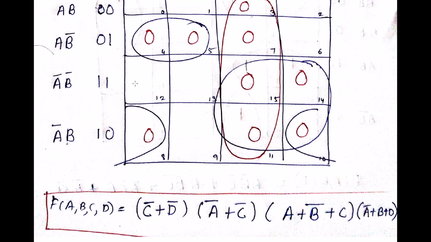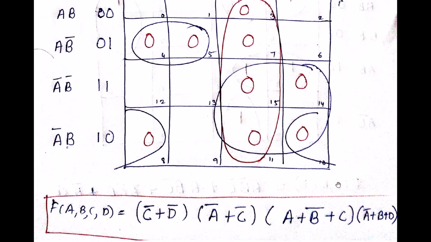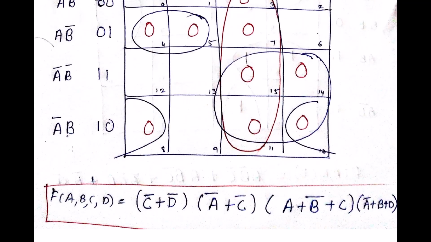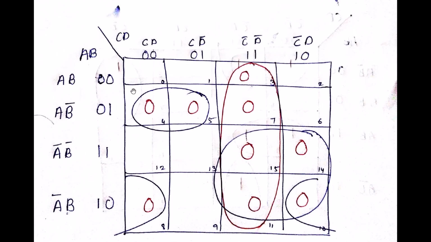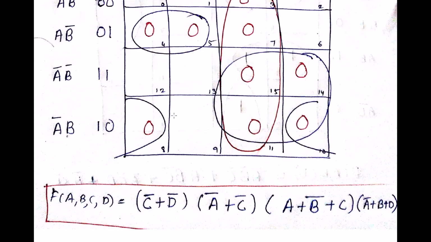Then we have this 0 which forms 2 ka group. Hence we have A bar plus B plus C. Fine. And then we have this 0 which is given as A plus B bar plus C. So in such a way we can find out this expression.